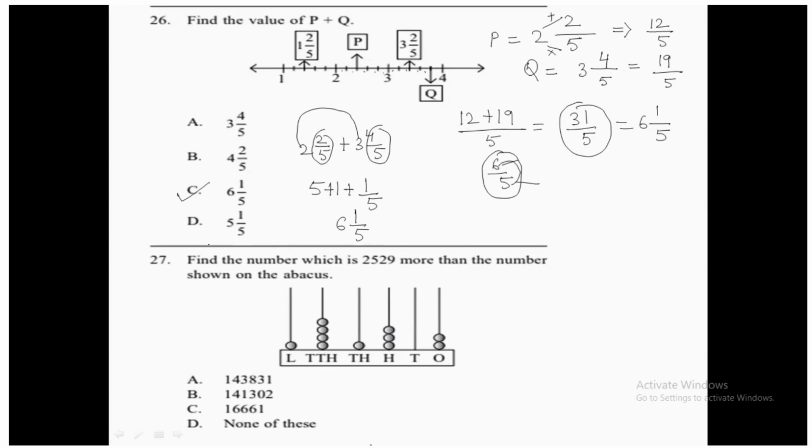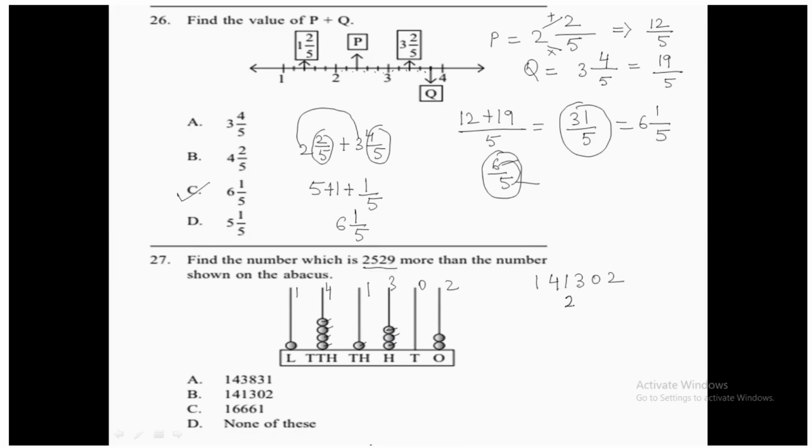Now question number 27 is saying that you need to find the number which is 2529 more than the number shown on the abacus. Now let's see what number the abacus is showing. Okay, so at the ones place it is 1, then it is 1, 2, 3, 4. At the 10,000 place it is 4. At the 1,000 place it is 1. At the hundreds place it is 3. At the tens place it is 0, and at the ones place it is 2. So it is showing a number 1,41,302.